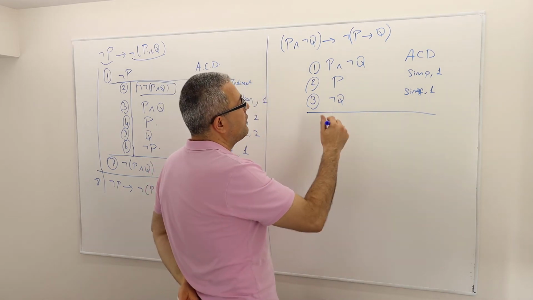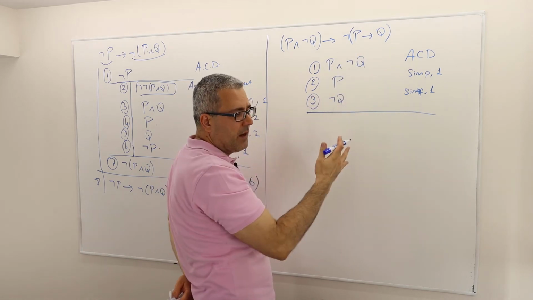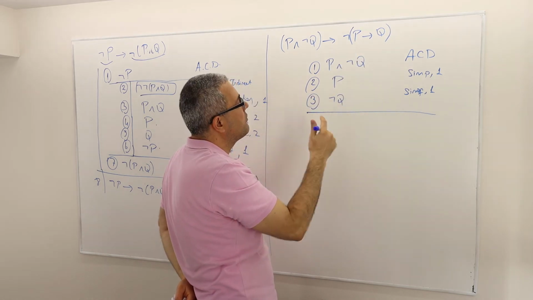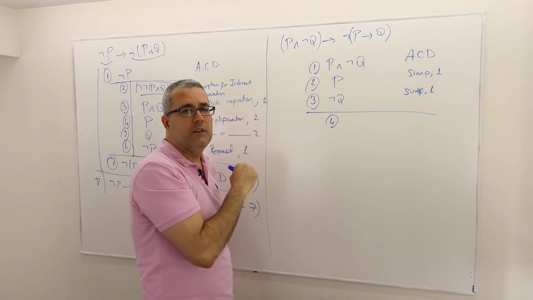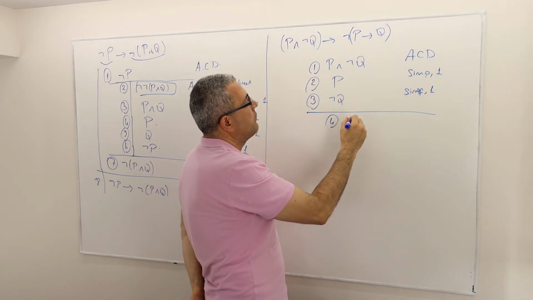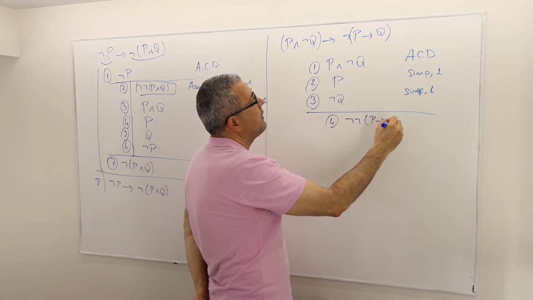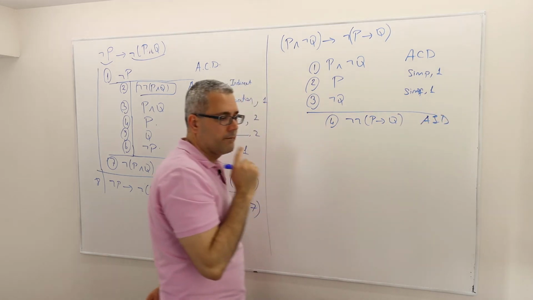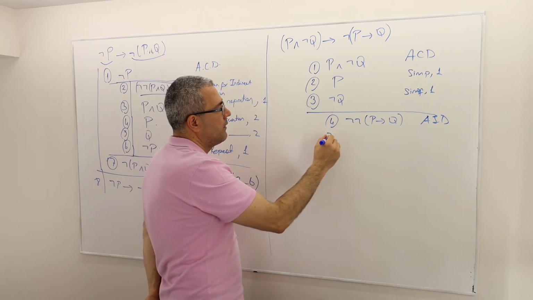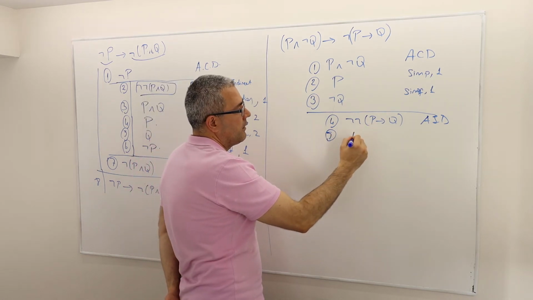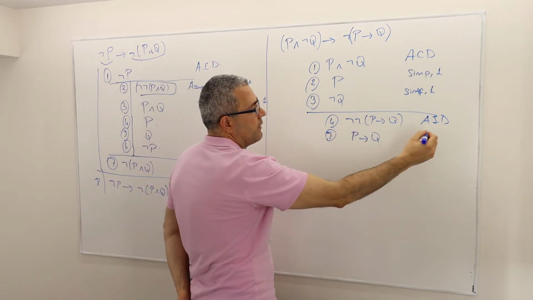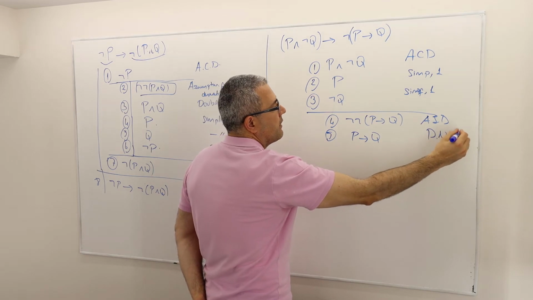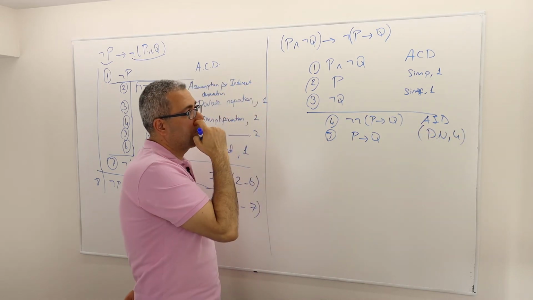But what I can do is deny my conclusion. So what does that mean? That means in line 4, I'm going to deny my conclusion, which is P implies Q. So assumption for indirect derivation, okay? What else? Well, double negation. This means P implies Q is double negation of the argument in line 4. So P implies Q must be true.